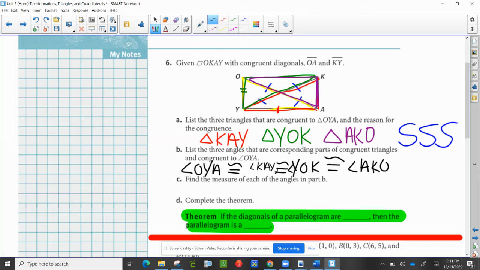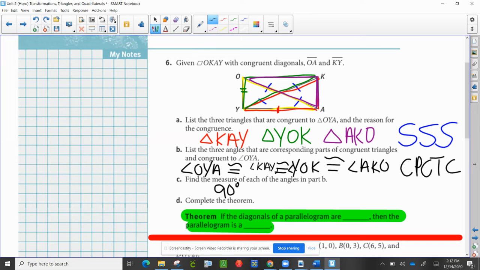Okay, and why can we say that those angles are congruent? Well, we already proved the triangles are congruent, so by CPCTC, we can also show the angles are all congruent. Well, if all four of those angles are congruent, that means that's equiangular, so the measure of each angle would have to be 90 degrees.